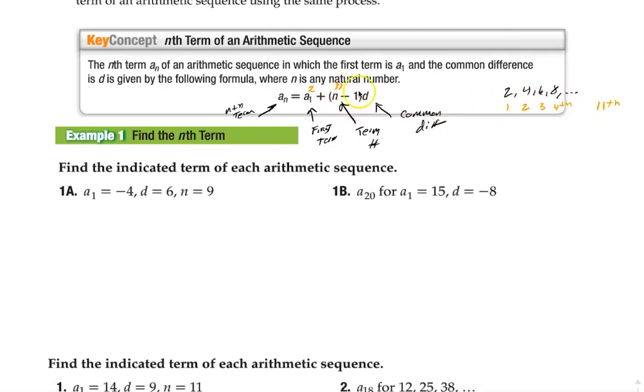And then I figure out the common difference. Well, it goes 2, 4, 6, 8, so I'm adding 2 every single time. That goes here. And I'm looking for the 11th term, so this is a_11. Then when you simplify it out, you get your answer. 11 minus 1 is 10, 10 times 2 is 20, 20 plus 2 is 22. So the 11th term is 22. That's all that means: the 11th term of the sequence would be the number 22.